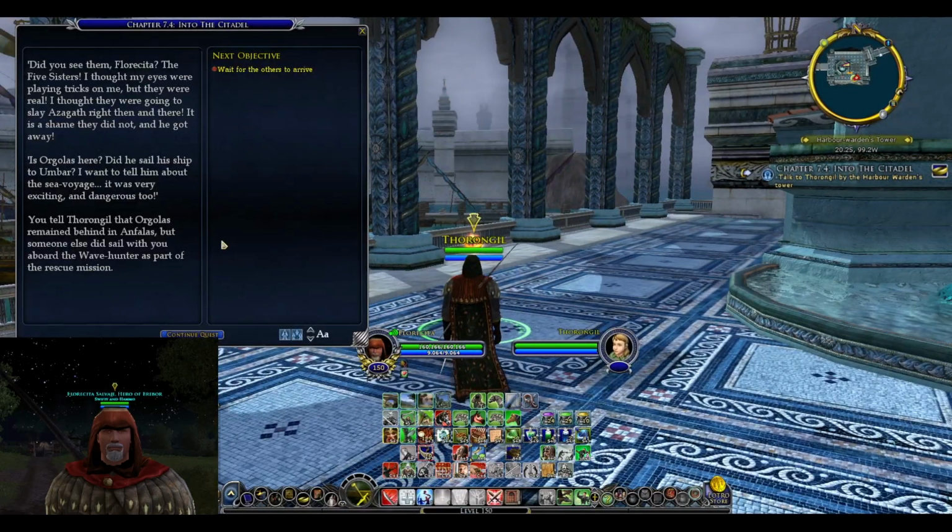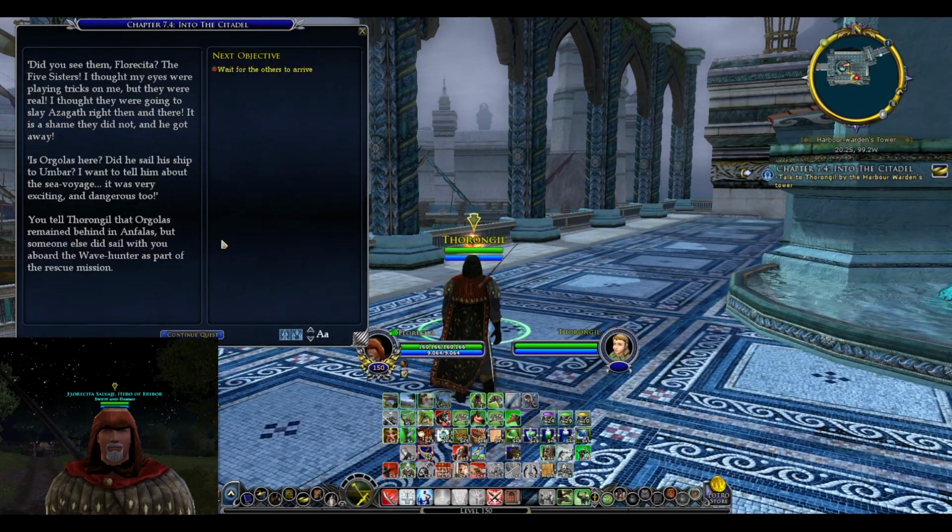Did you see them, Floresita? The Five Sisters. I thought my eyes were playing tricks on me, but they were real. I thought they were going to slay Azagath right then and there. It is a shame they did not, and he got away.